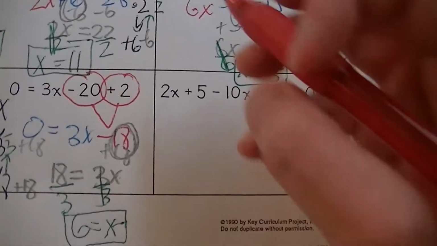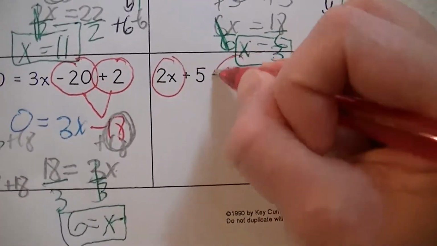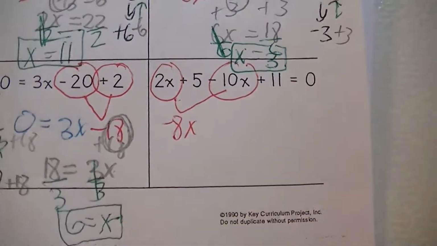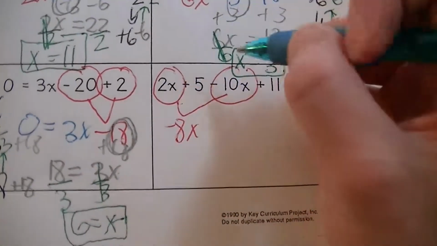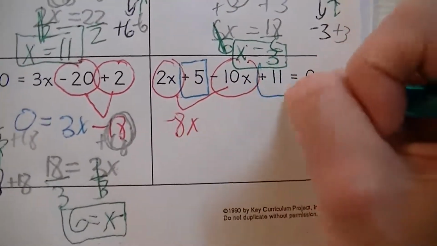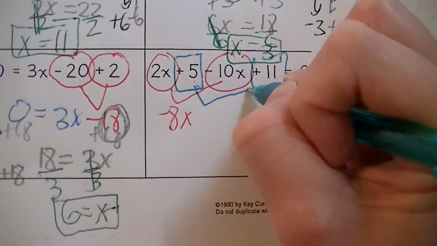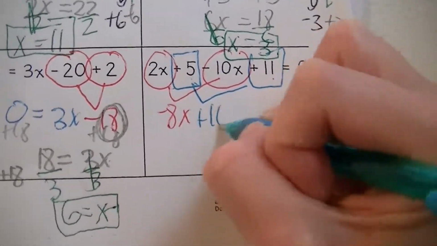Last one, combine like terms on the same side of that equal sign. I see I have a couple here. I have 2x, I have negative 10x. 2x minus 10x is negative 8x. And then I also see that I have a positive 5 and a positive 11. Those are constants. 5 plus 11 is a positive 16.